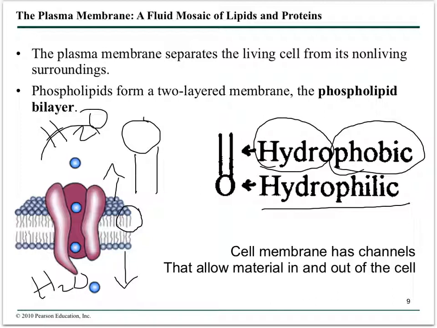The other thing that's being pointed out on this slide is that there are channels. And those channels are very important because it allows chemicals, nutrients, glucose, many different kinds of nutrients to enter the cell. If you remember the digestive system, you can go back and look at the nutrients that we have and that travel in and out of our body because we need them.